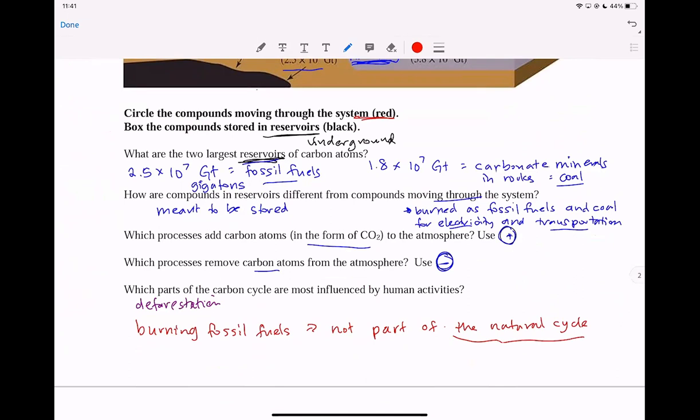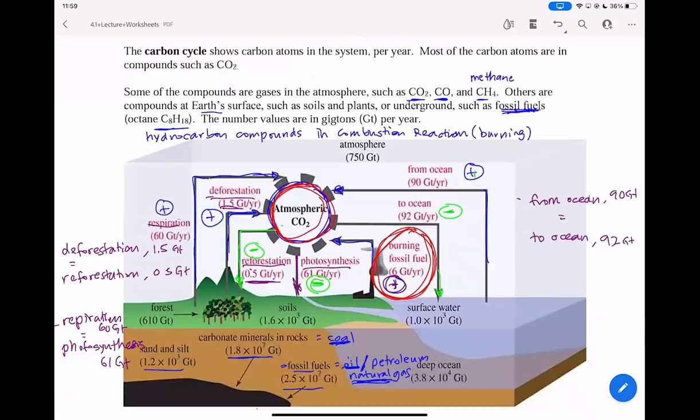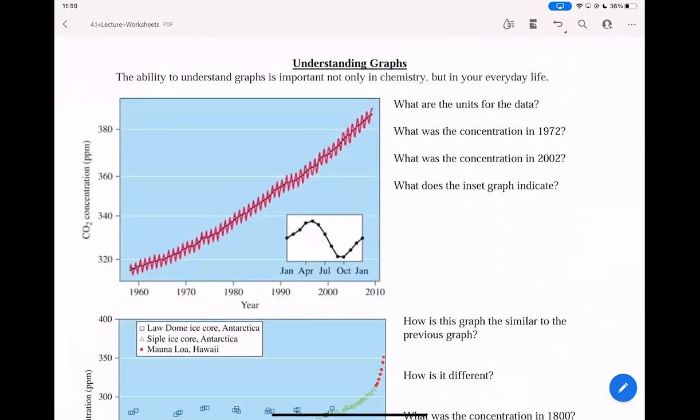Okay, so back to the worksheets. We're on to the last one, which are just some of the graphs that were shown to the world from atmospheric scientists, first showing the carbon dioxide levels increasing.